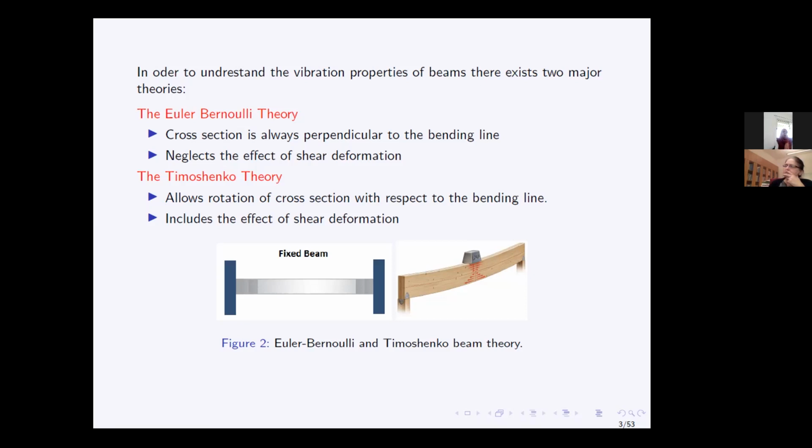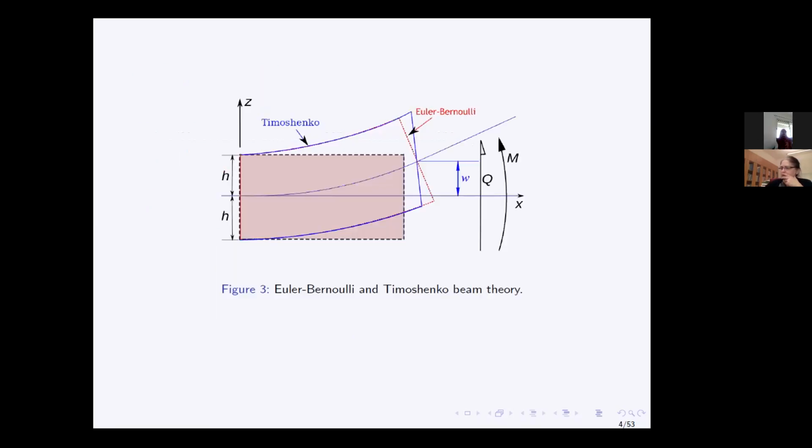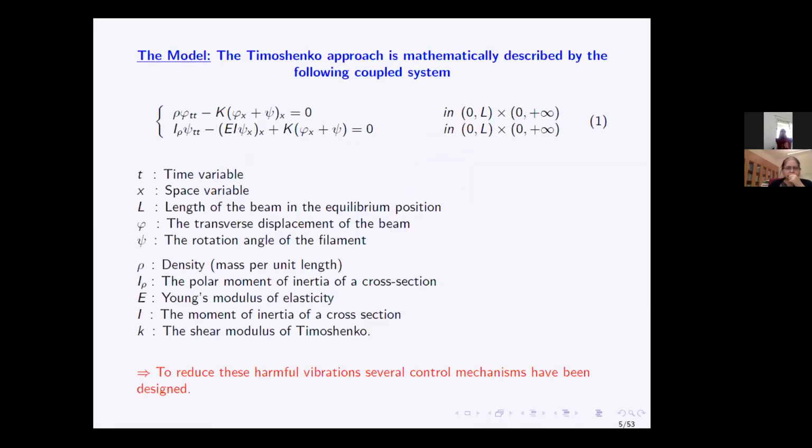To be more precise, I will present with this picture the deformation of a beam. The one in red is the Euler-Bernoulli approach, and the one in blue is the Timoshenko approach of the deformation of the beam. So mathematically speaking, the Timoshenko approach is described by the following coupled system.